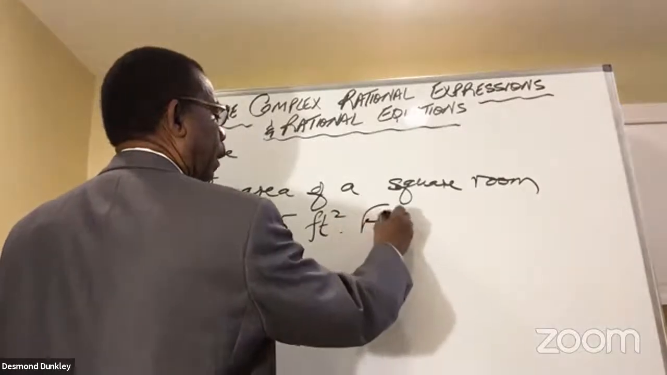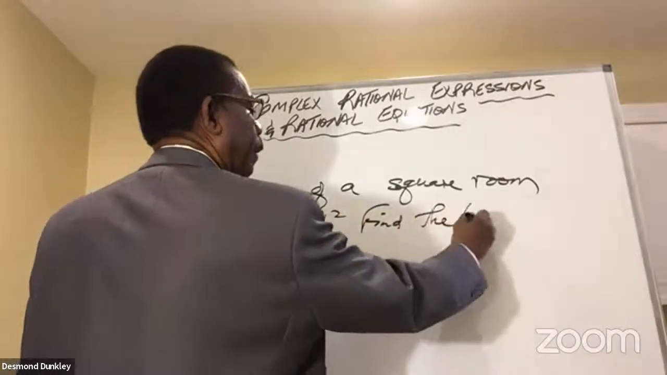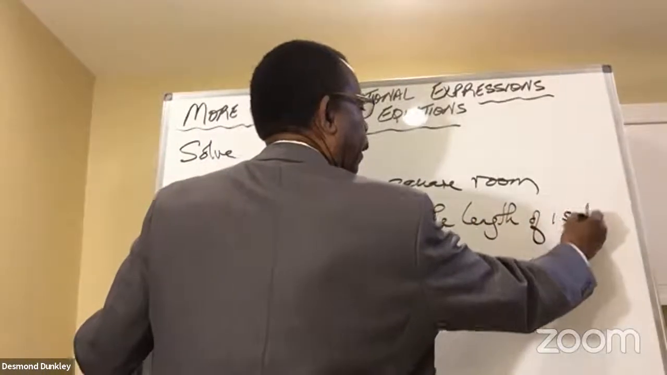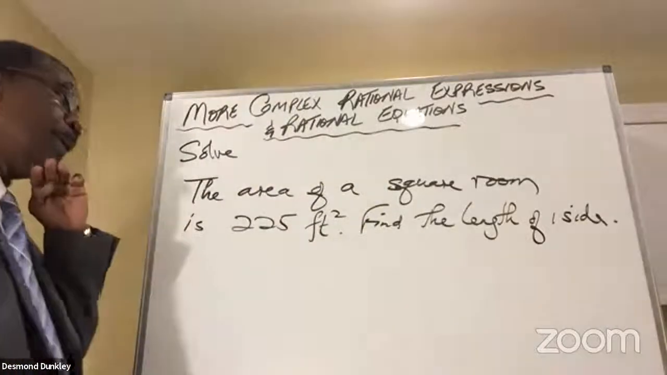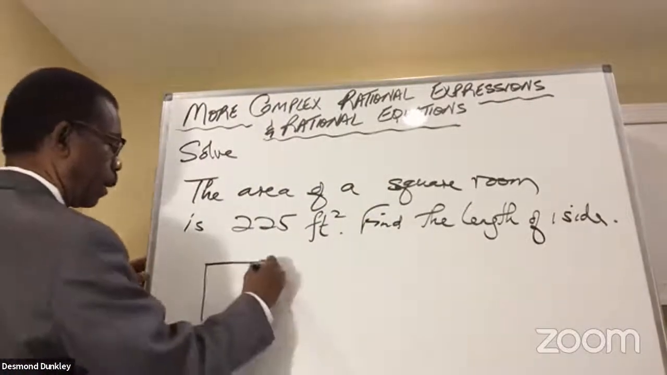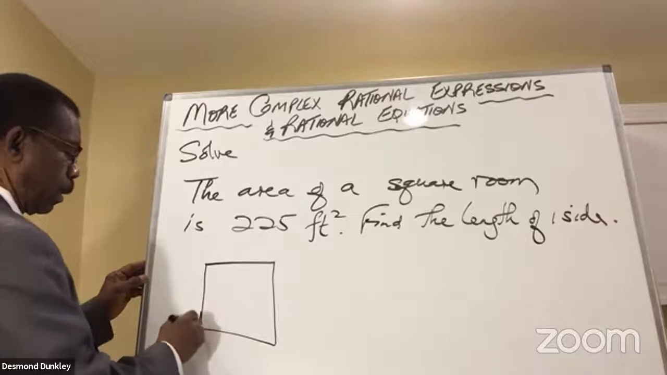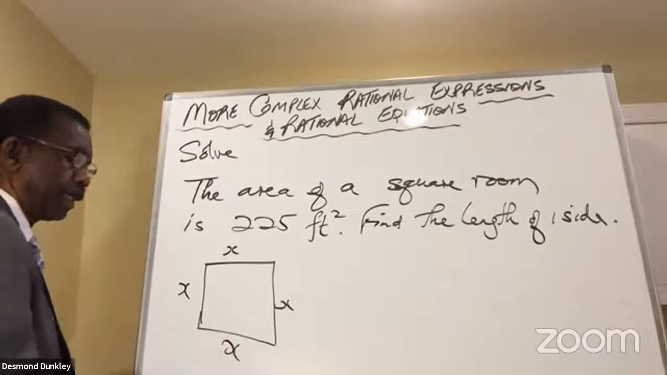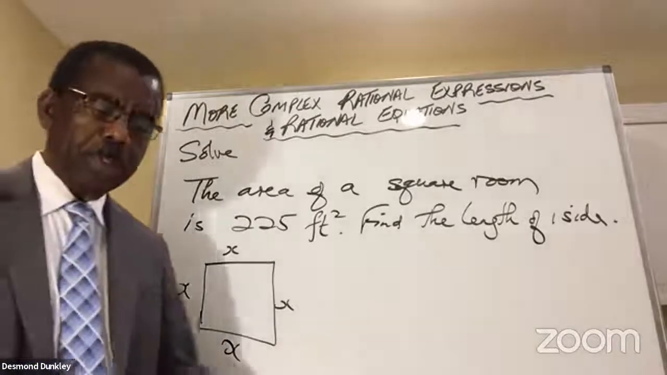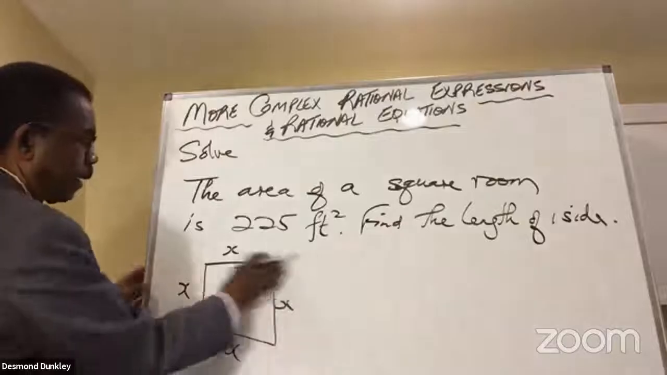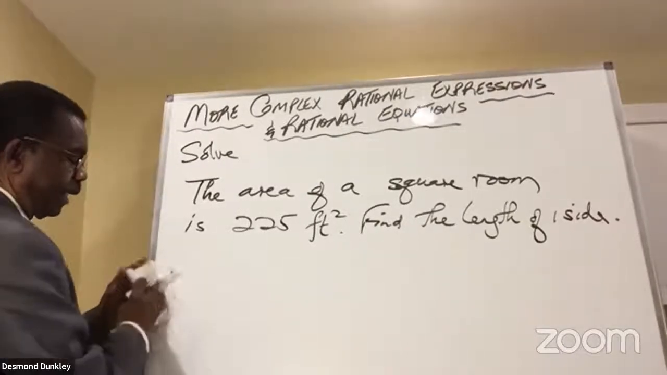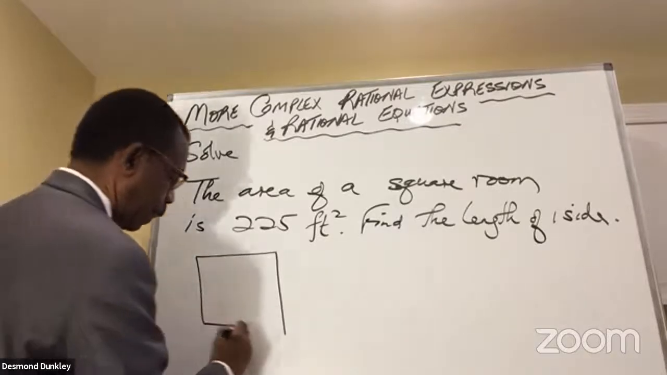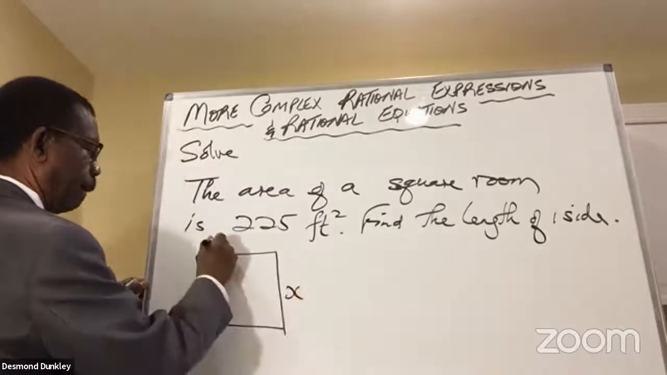Find the length of one side. But it's a square. So if this is x, this has to be x, this has to be x, this has to be x. Okay? Of course, my diagram is ugly. So let me draw it better so you can appreciate it better. That's better.